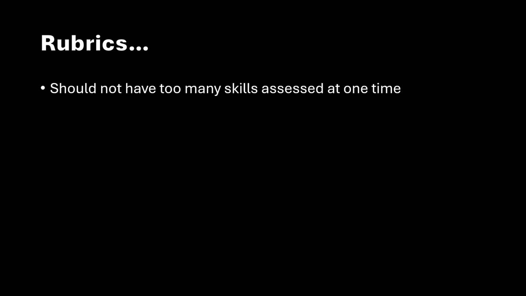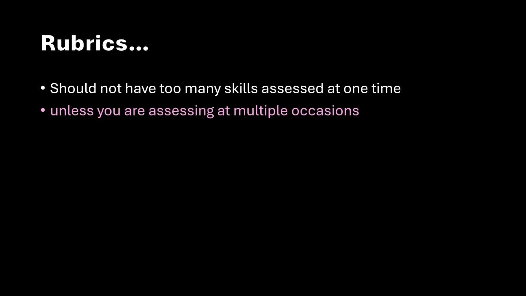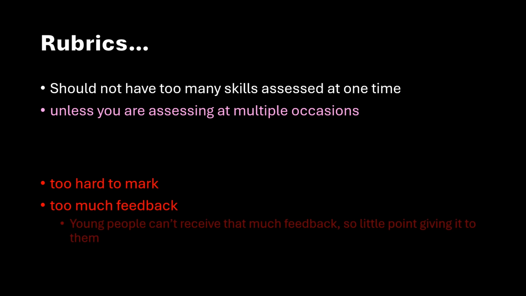This same point applies to how many different skills that you want to have in your rubric. I recommend, it really depends on the learner. For year 7s, we probably wouldn't want to have more than 4 or 5 skills. When you get up to year 12, possibly more. It's too hard to mark. You're giving them too much feedback that they can't act on.